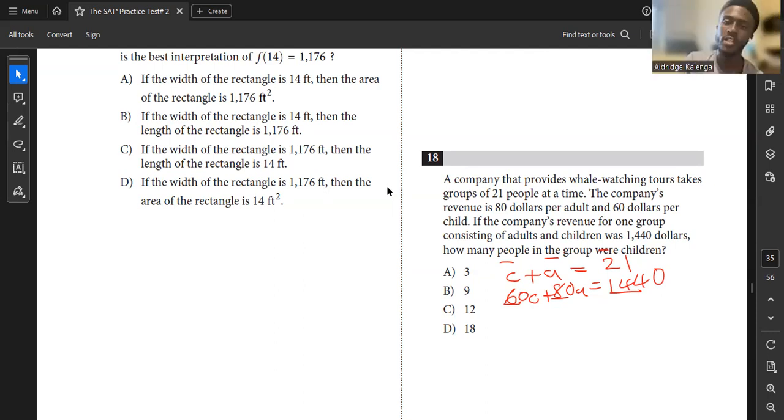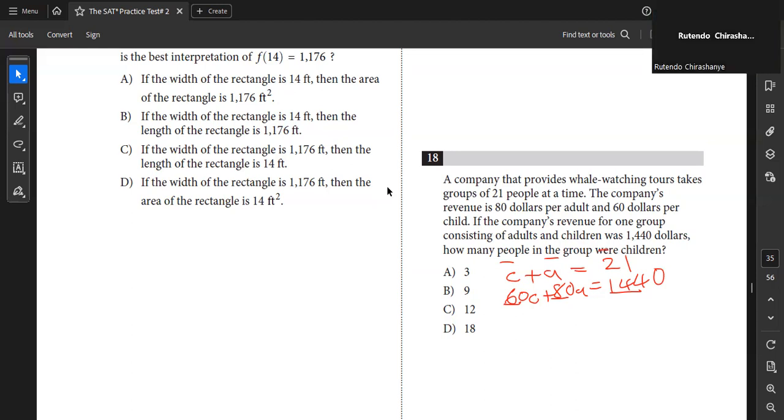I'm trying to find children. I think the answer is 12. Okay, so we have C right now. 12. Anyone else? Sir, 9. Okay, so we have 9, that's B.